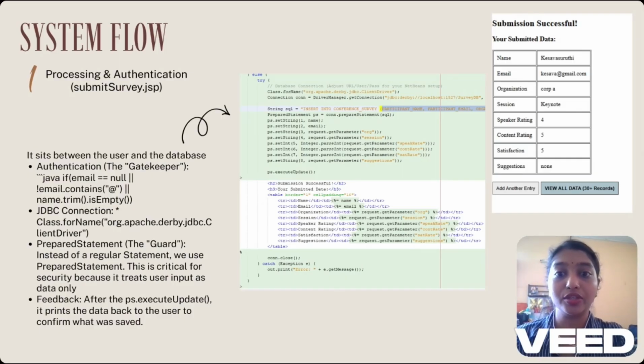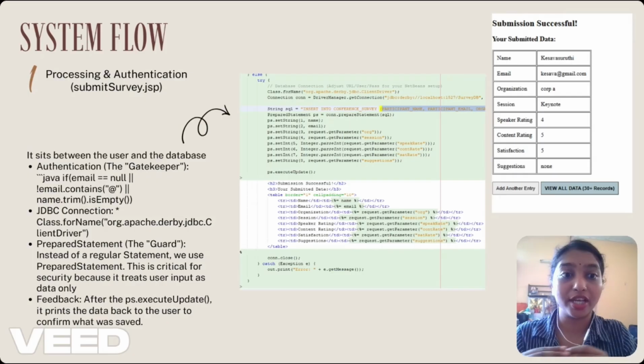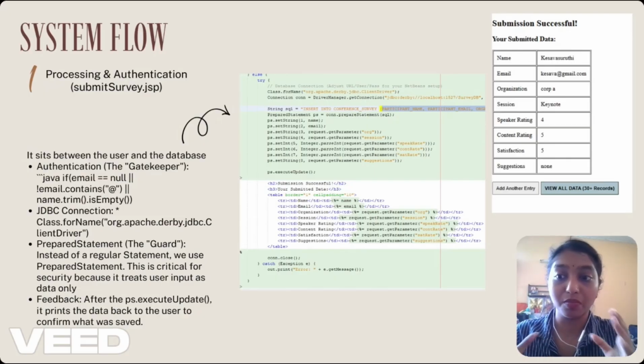So in here we used authentication, which is like the gatekeeper. In Java: if email equals null, or email contains the at-sign, or name string is empty. So these blocks act as your authentication. It checks if the user is actual. So these blocks act like an authentication method.